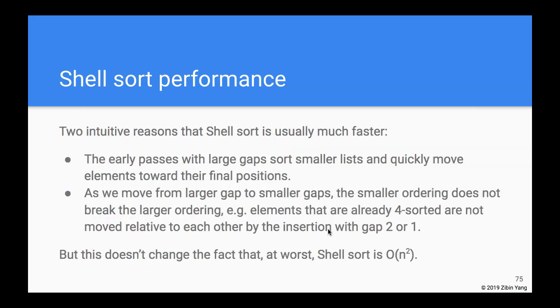So there are 2 hopefully intuitive reasons why shell sort is so much faster. The first one is something that we've said repeatedly already: in the earlier passes, we move the items a much greater distance, because of the bigger gap. Also, these earlier passes sort a smaller list. They don't sort the entire list.